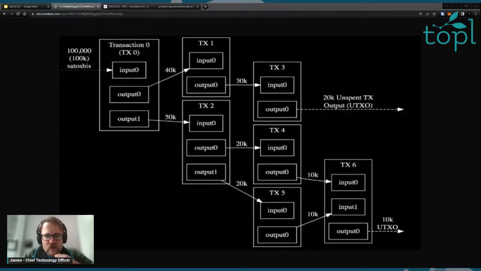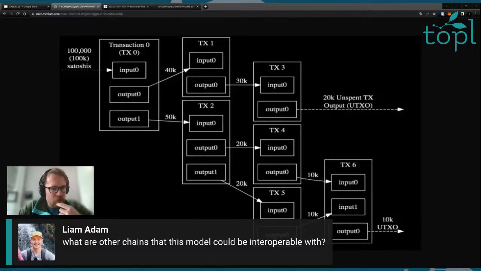I do see we have a question in the chat, so I'm going to pop that up. Oh, cool. Thank you, Liam. I'll leave that up while I answer. There are actually a lot of chains that the UTXO model could be interoperable with. I said I'm not going to go super deep into it, but most chains will say they're either account or UTXO, but this idea of account versus UTXO doesn't really encapsulate the whole picture, because there are two components to those two things.